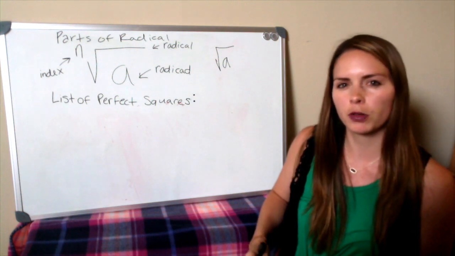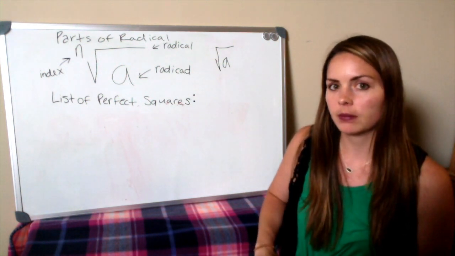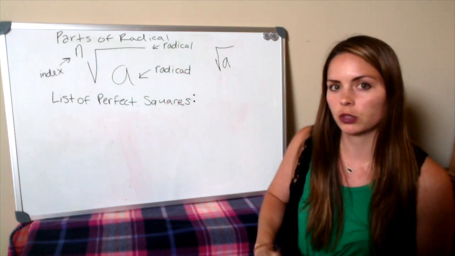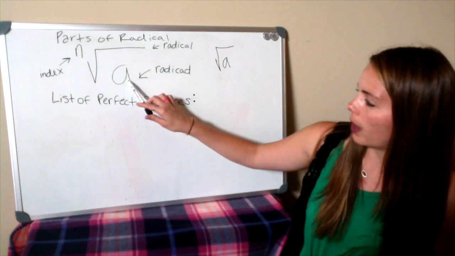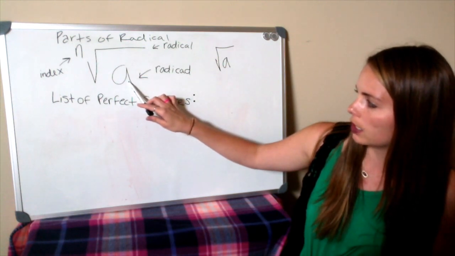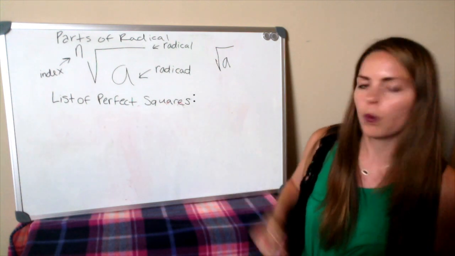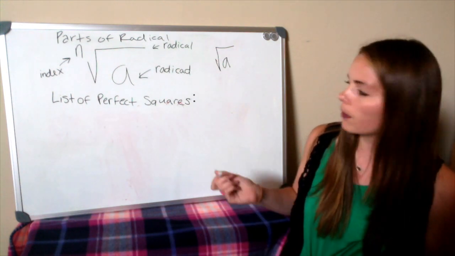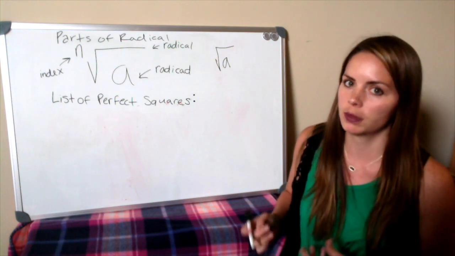We usually mostly work on in Algebra 2 and sometimes in Algebra 1, but mainly just square roots in Algebra 1. Inside our radical is our radicand, so we'll have perfect squares there or non-perfect squares. First, I'm going to list out what perfect squares are. So a perfect square is a square root of 1 is 1 because 1 times 1 is 1.